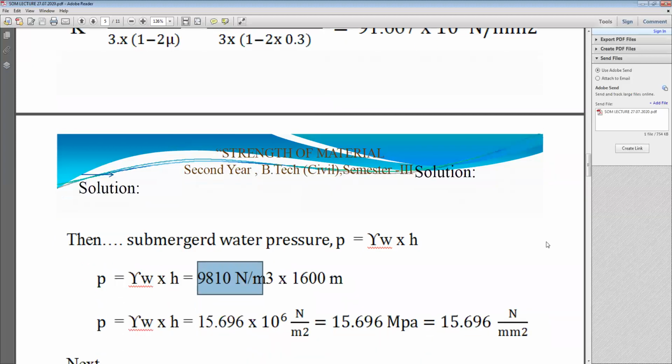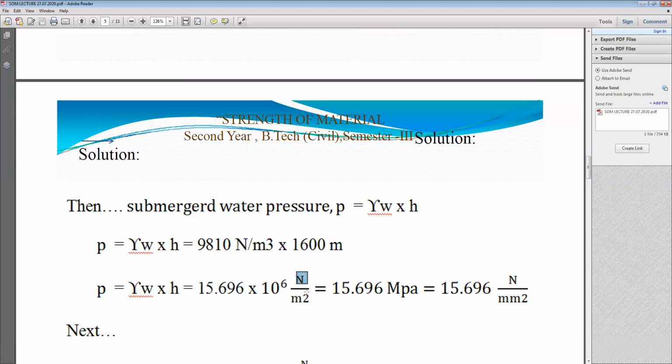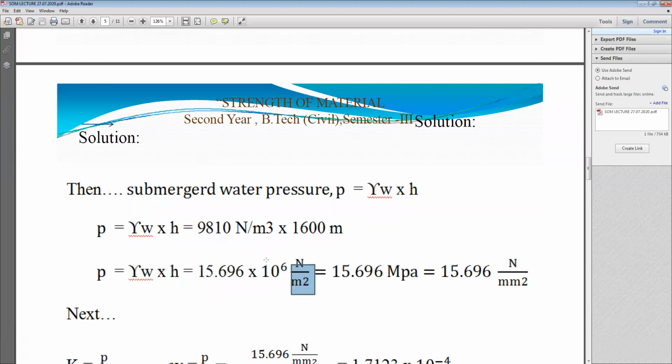So with respect to that, I have taken the density of the water, which I know very well, 9810 Newton per meter cube. And what is H? H is nothing but 1600 meter. So the meter in Newton per meter cube and the meter get cancelled with each other. Then we get the pressure intensity in terms of Newton per meter square.